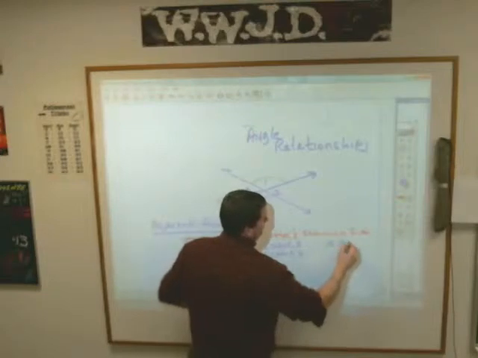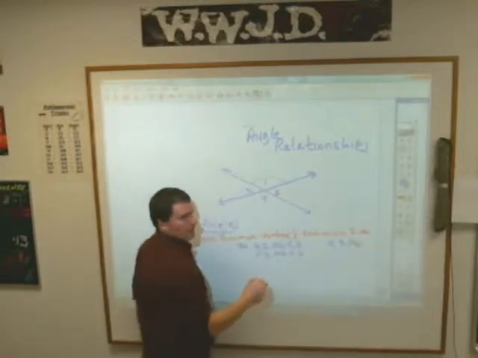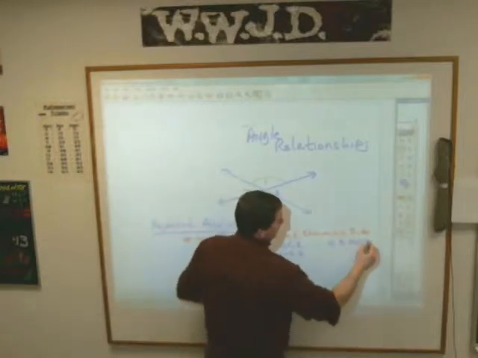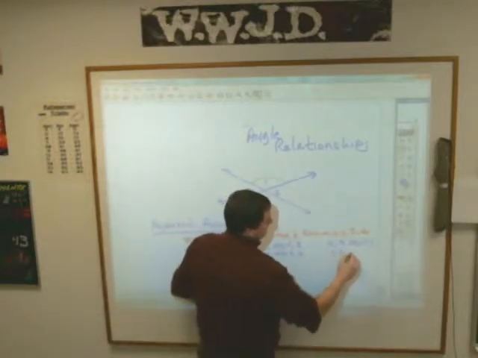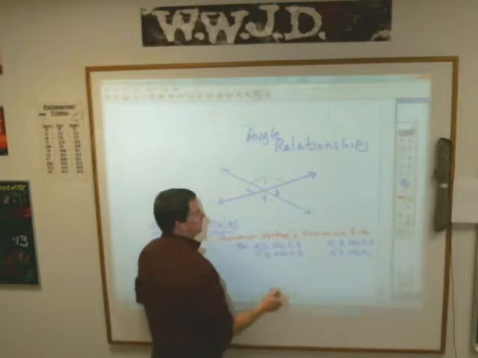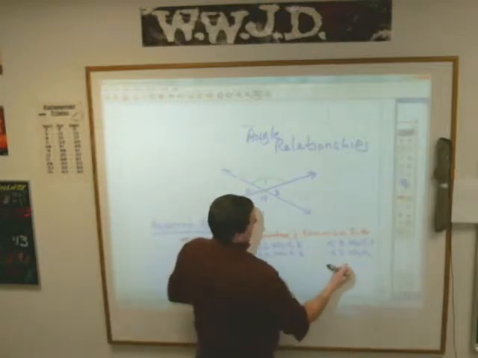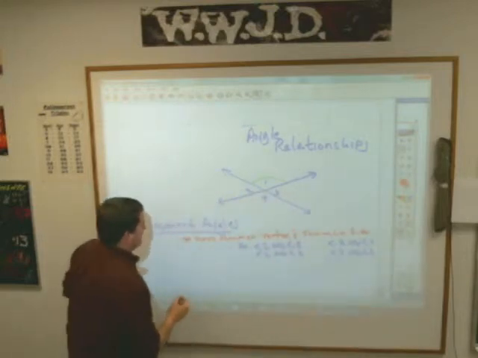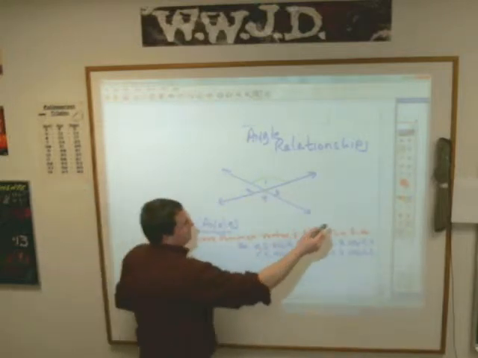Angle 3 is adjacent to, Josh? 4. Sure, angle 4. Angle 3 is also adjacent to, Nicole? Angle 1. Angle 3 and angle 1, yeah, okay, you got that. All right. Second one, opposite angles.